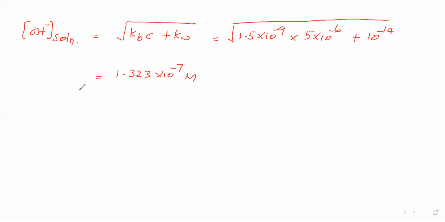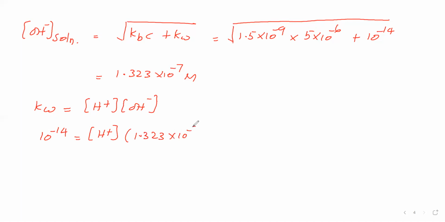Next, we will find the concentration of H plus in order to find pH. Therefore, we take the Kw expression: Kw equals H plus times OH minus. Let us substitute Kw, that is 10 power minus 14, and OH minus, that is 1.323 into 10 to the power of minus 7. So the concentration of H plus is equal to 10 to the power of minus 7 by 1.323.